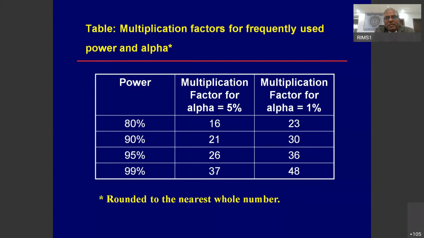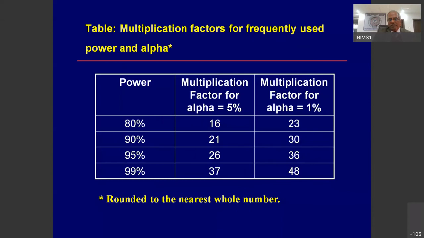And I told you last time, if you want 90% power with the same alpha, the multiplication factor will be 21. Remember this. Because many a time people do talk about 90% power, in which case you have to take the multiplication factor 21 rather than 16.